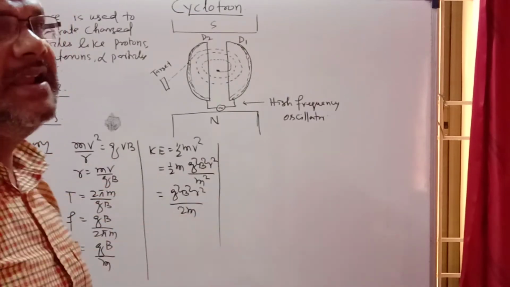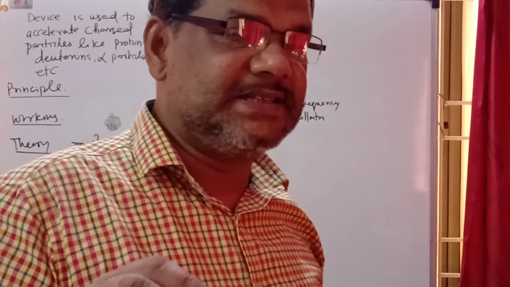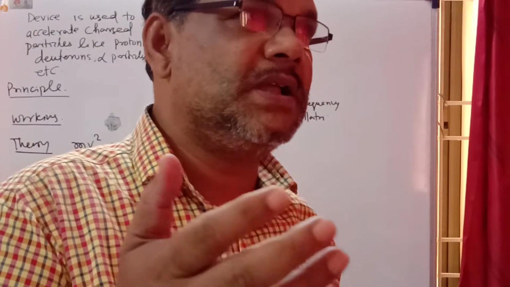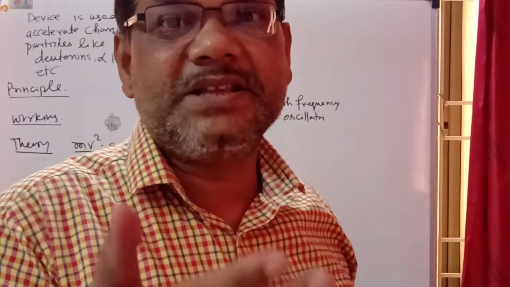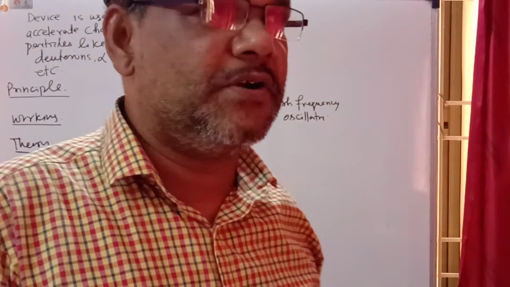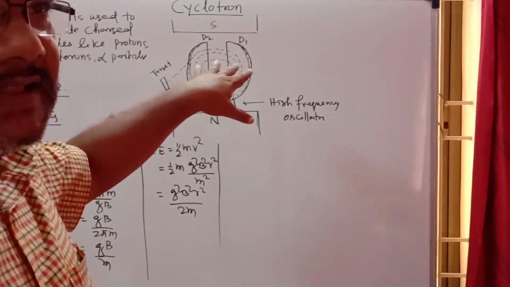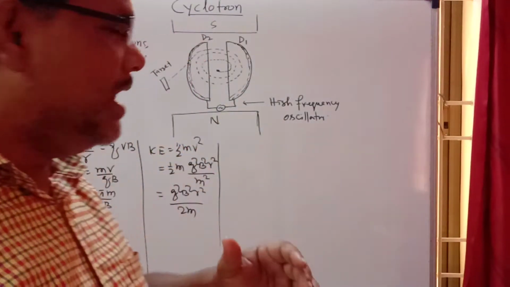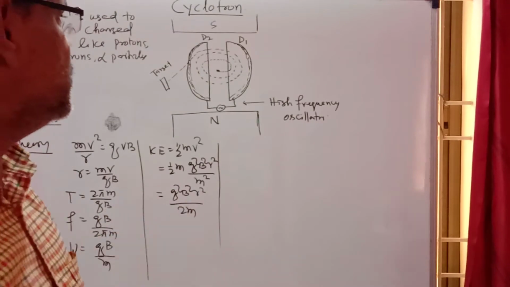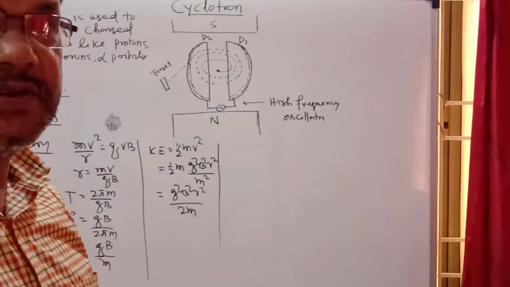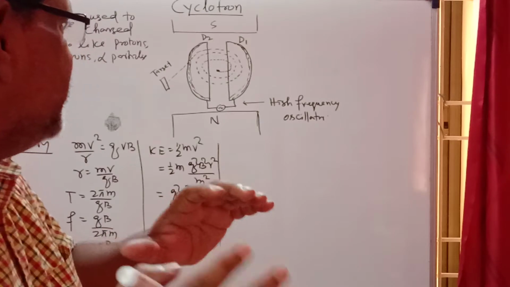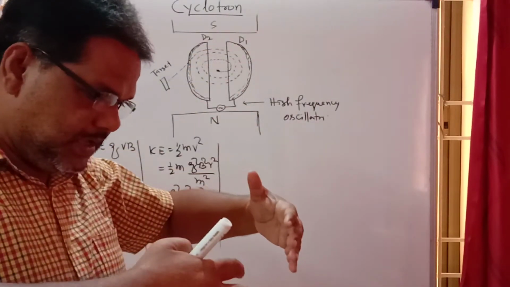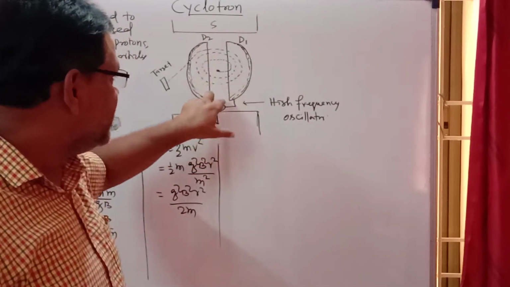If you go through the website, you can search for the Large Hadron Collider. The Large Hadron Collider has been designed with a radius of 27 kilometers. You may go and search for that also. It is based upon the cyclotron principle. These are the D's, the hollow chambers, with one gap in between.